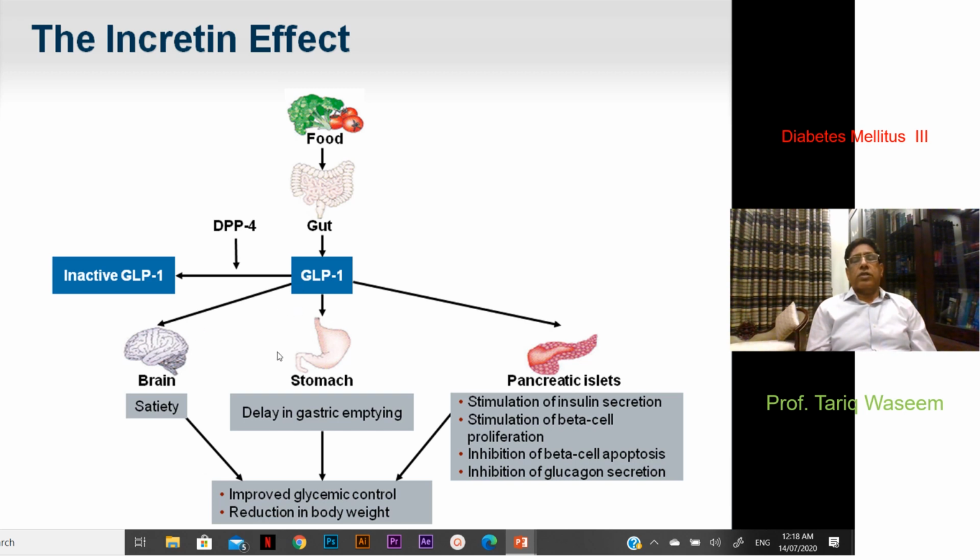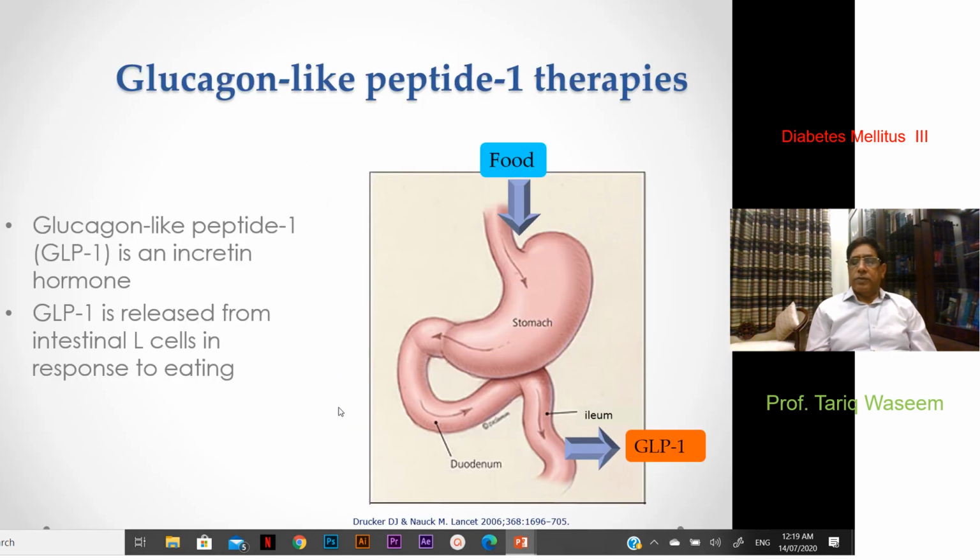It acts on the stomach, where it delays gastric emptying, so food is held for some time in the stomach and does not reach the gut immediately for absorption. So this delayed gastric emptying, again achieved through GLP-1, leads to slower glucose absorption.